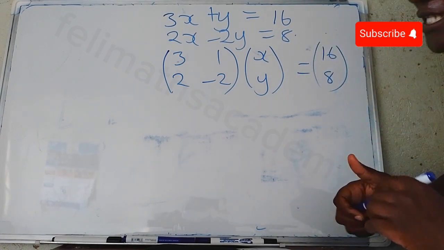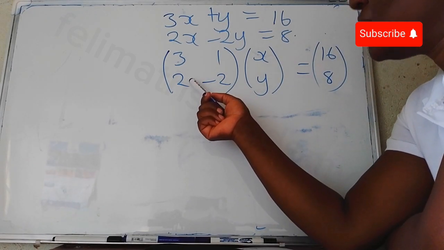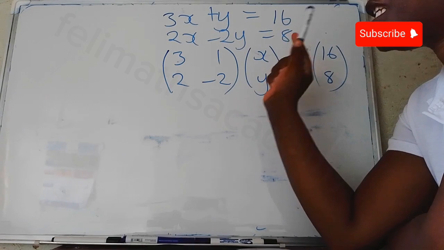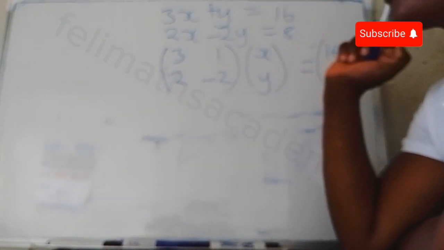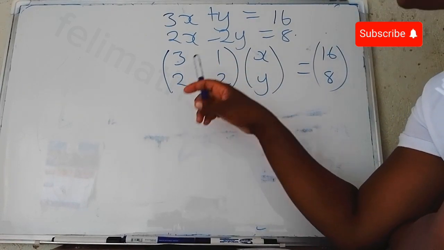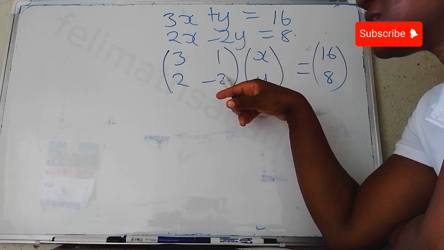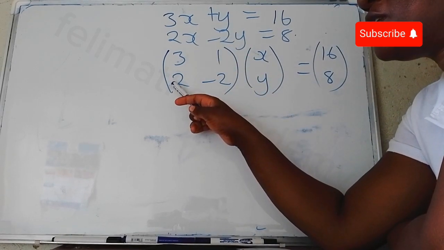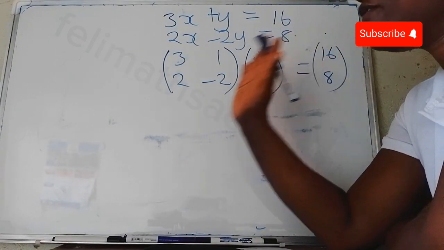Then the second step, you are going to find the inverse of this matrix, right? So to find the inverse of this matrix, you should first find the determinant. Then after finding the determinant, we are going to multiply 1 over the determinant times the matrix where you interchange these two positions, right? And we multiply the others by negative, right? So you are done with your inverse.